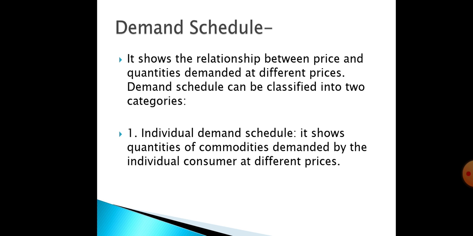Demand schedule means there is a relationship between price and quantity demanded at different prices. So we can classify it into individual demand schedule. By individual demand schedule we understand that it shows the quantities of a commodity demanded by individual customers at different prices. It means if we are considering the individual unit, then we talk about individual demand schedule.